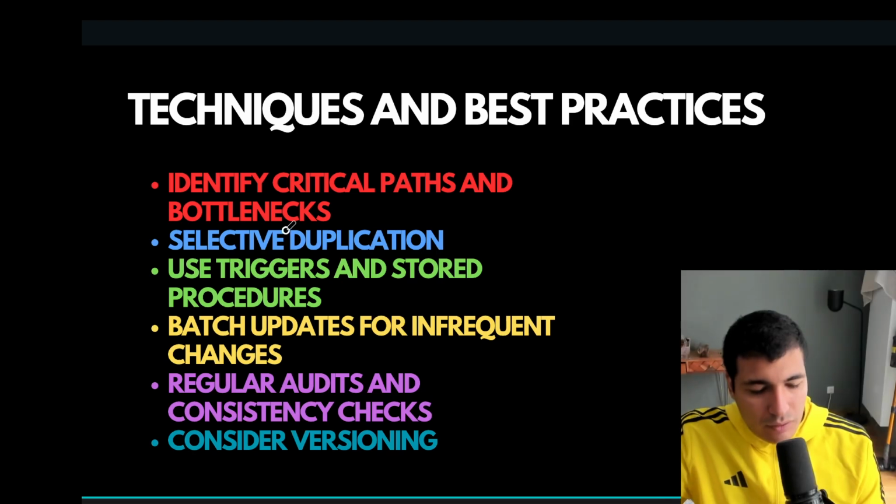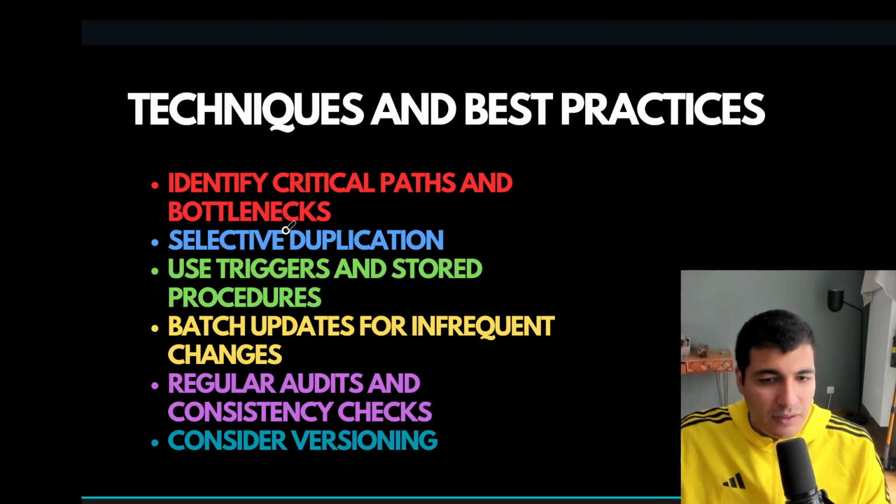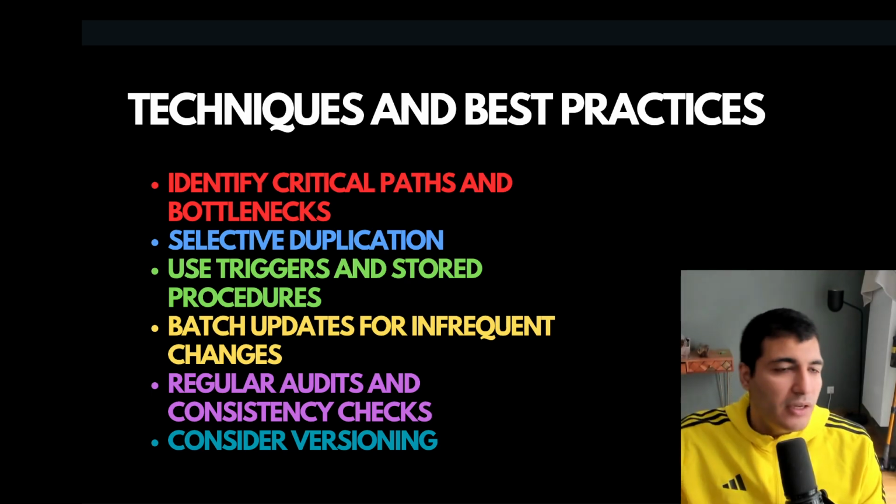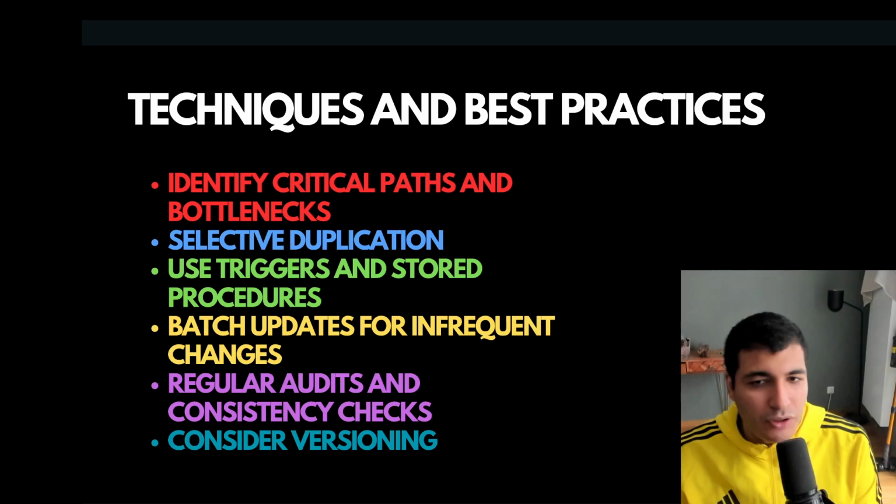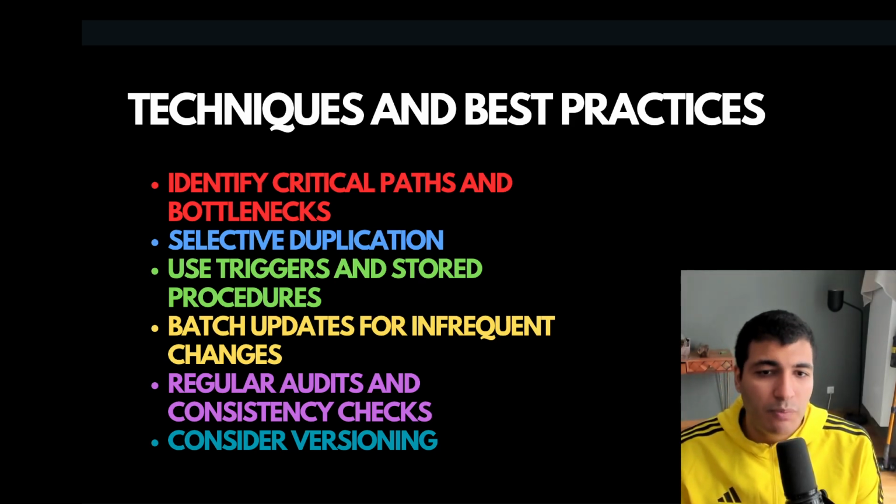Okay, so let's talk about some best practices that we need to follow. First, you need to identify critical paths and bottlenecks. Only denormalize the specific parts of your datasets that are causing genuine performance bottlenecks for your critical read operations, using profiling tools to identify these areas. Number two, selective duplication. Instead of denormalizing the entire database or schema, consider duplicating only the most frequently accessed and performance-critical pieces of data. For example, just the customer's name, not their entire profile.